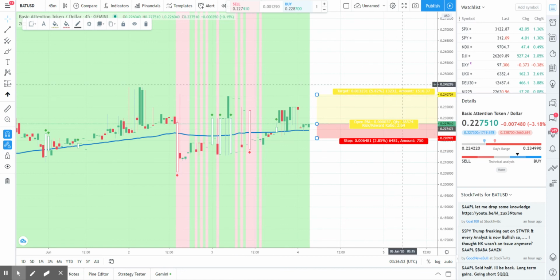This has been a setup for basic attention token. We have a little bit of a bullish stance. There's no reason to be completely bearish right now. Cautious bulls. So it's June 3rd.